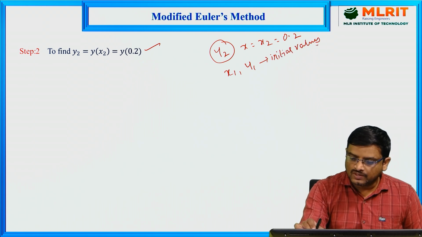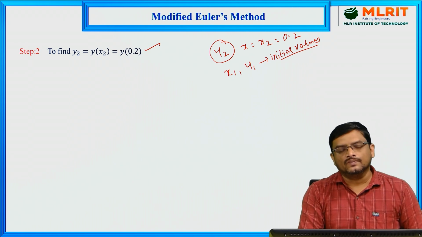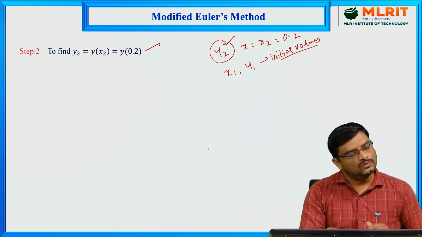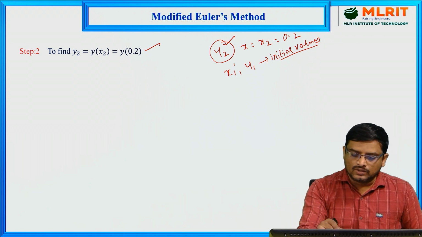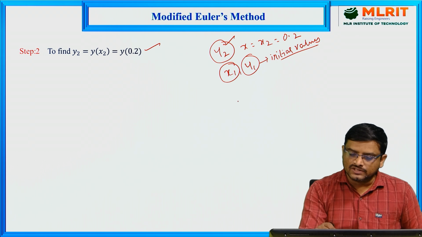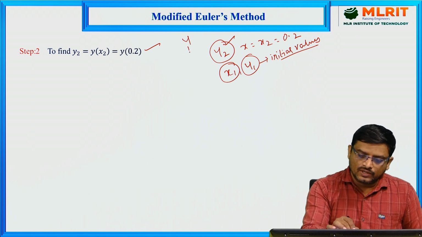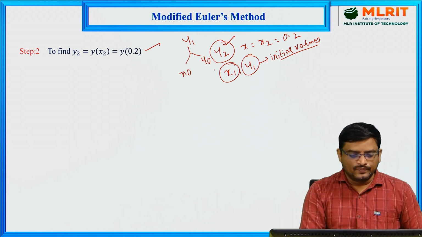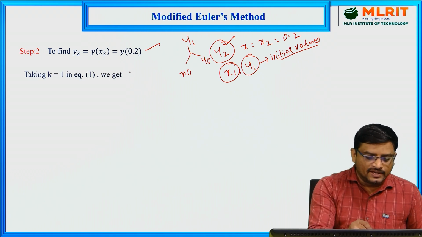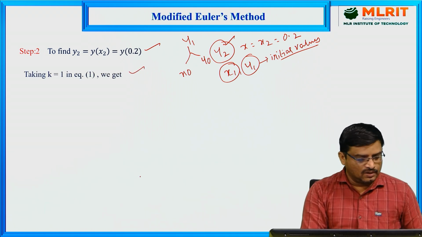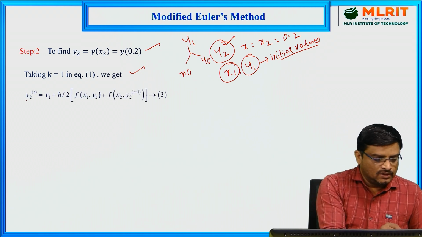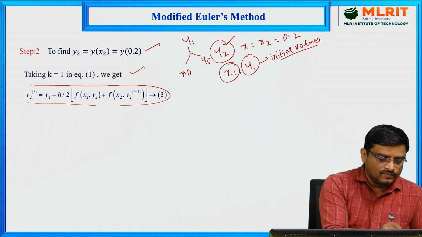This is the point we are discussing from the first method onwards. Whenever we are going to find out this y2 value by using any method, we have to consider x1 and y1 as the initial values. And similarly, whenever we are going to find out the y1 value, we have to consider x0 and y0 as the initial values. So take k equal to 1 in the standard formula. We will get this formula for the modified Euler's method.